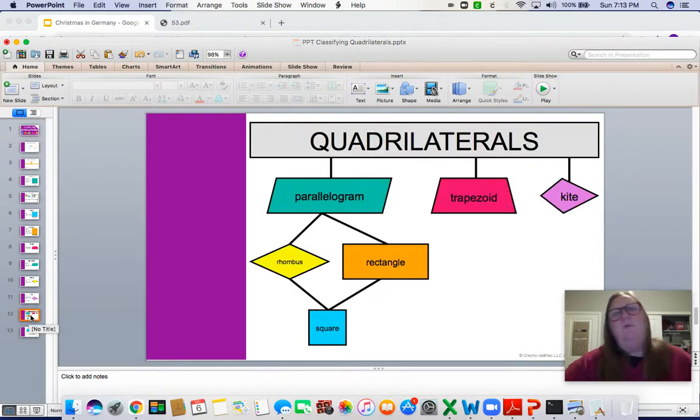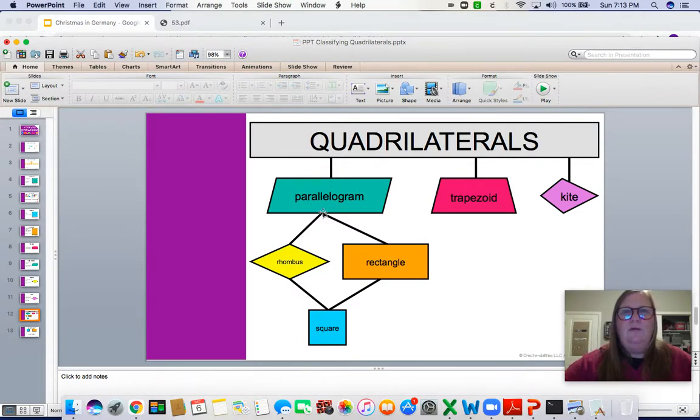So let's look at one more thing. This kind of helps us put quadrilaterals into groups, which is what you're going to do in just a minute on your journal page that I'm going to show you. Here is a diagram of quadrilaterals, and they have drawn some groups of quadrilaterals.